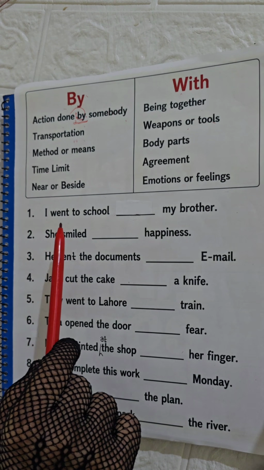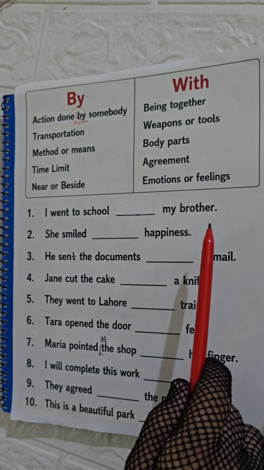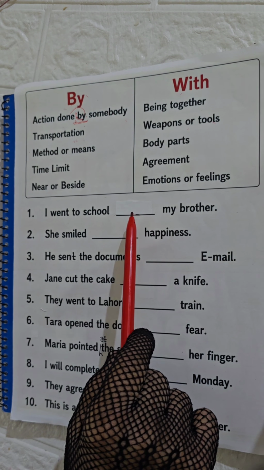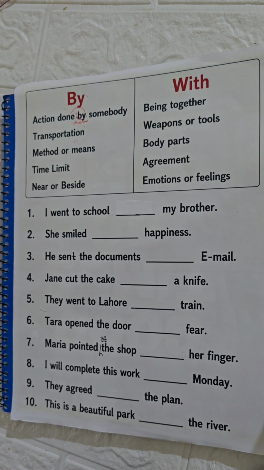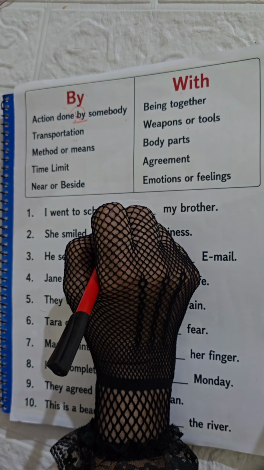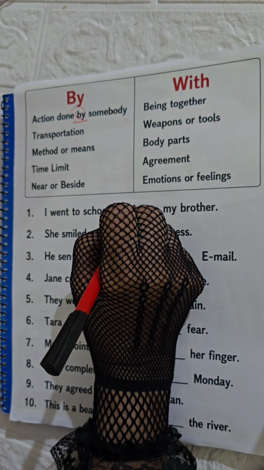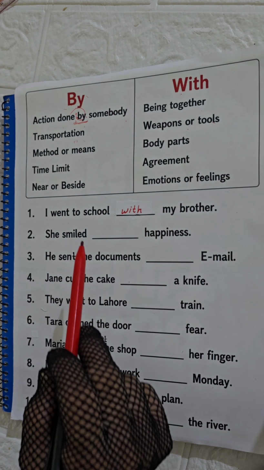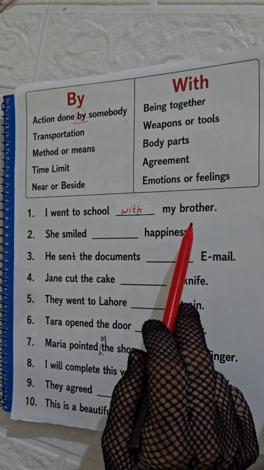Now, number one, I went to school blank my brother. What will you use in the blank? By or with? This sentence shows being together. And when we are together with someone, we always use with. Therefore, we will write with in the blank. Now, the correct sentence is I went to school with my brother.